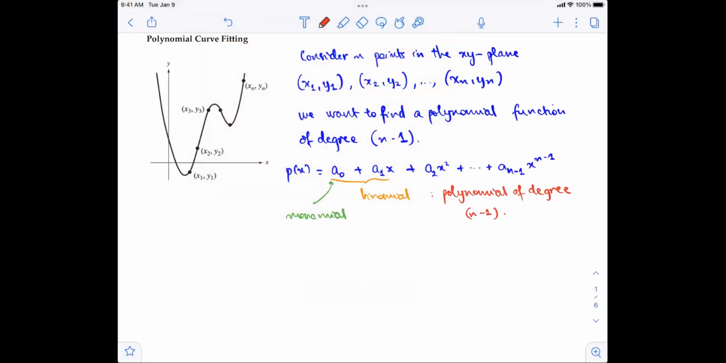Okay. And how could you actually find the functions or representation of the functions through the endpoint in the XY plane? It is actually very simple, right? What you can do is just substitute all of these points into the polynomial, and then you obtain a system of linear equations. And from there, you can solve for a0, a1, a2, up to a sub n minus 1.